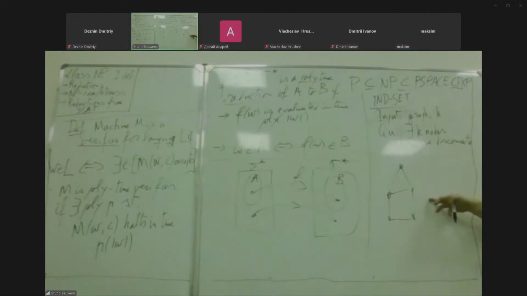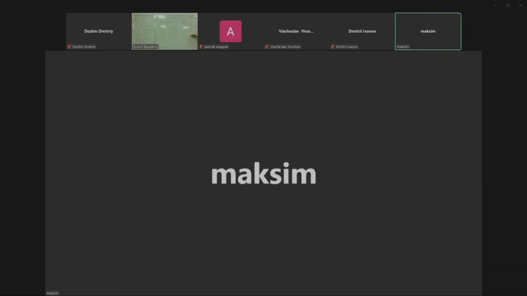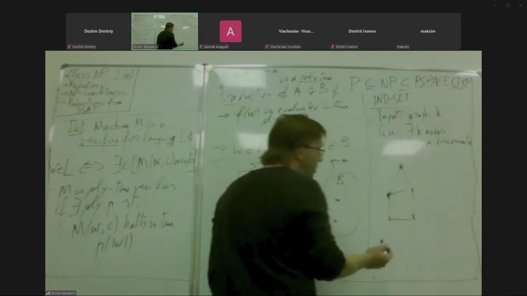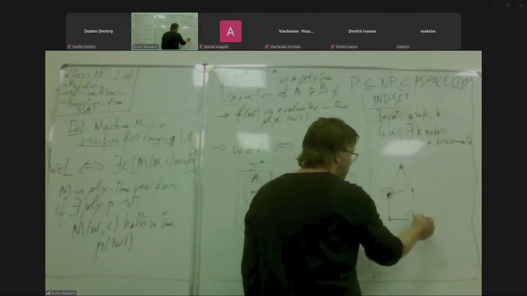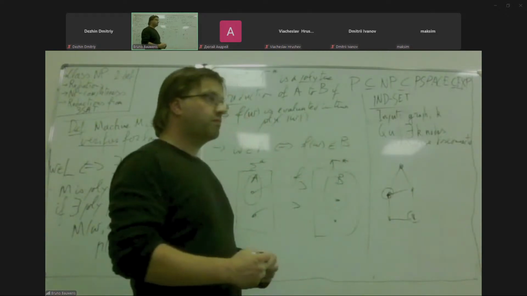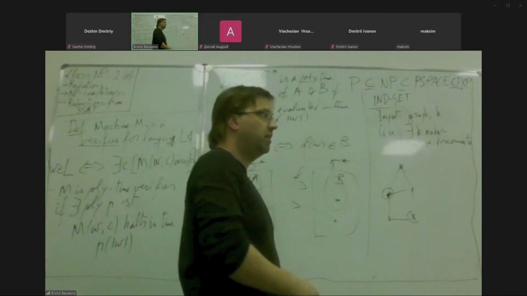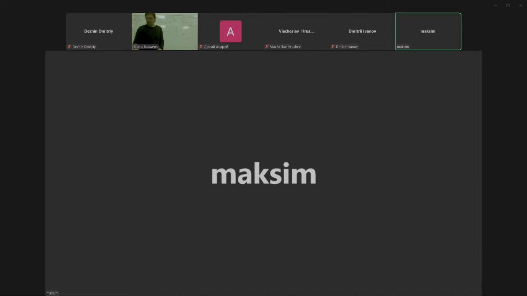Okay, so is there an independent set of size 3? Yes? I also don't see one, but for 2, it's okay. We can take this one and this one. Because with a cycle of length 5, you cannot have two nodes that are always neighboring.